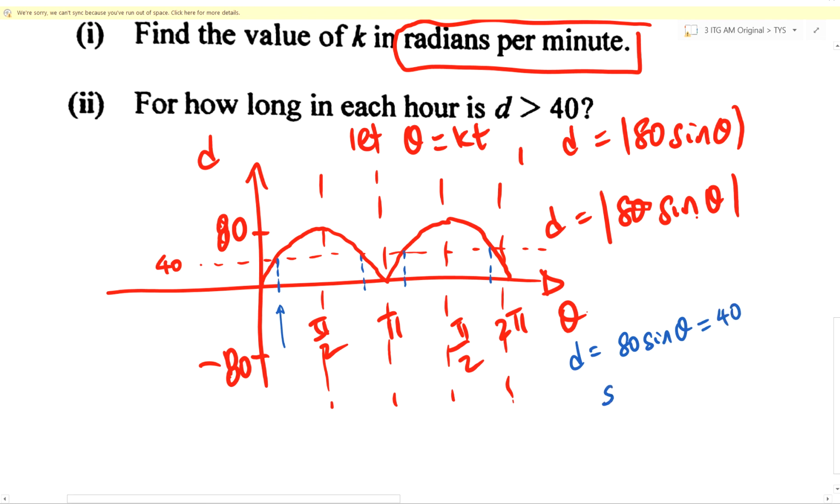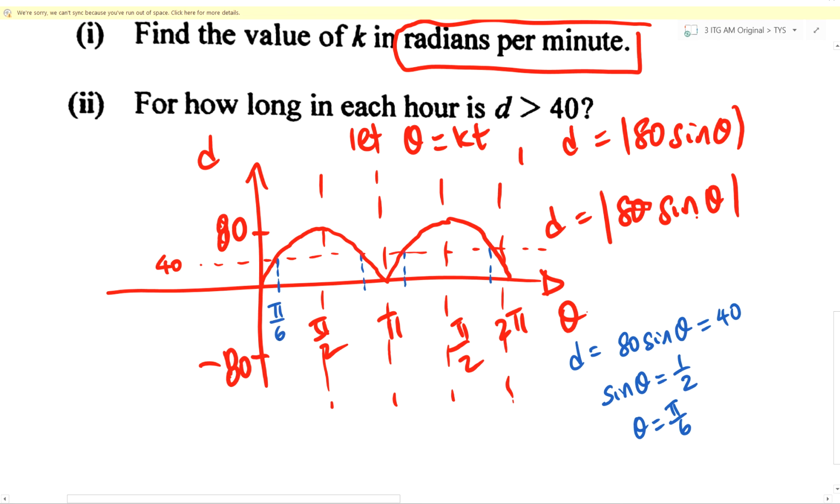So apparently sine theta equals to half. What is the basic angle? Theta is sine inverse of half, giving us a value of 30 degrees. Okay, you can use your calculator to find out. 30 degrees in radian, that will be pi over 6. So the first instance, this is pi over 6.